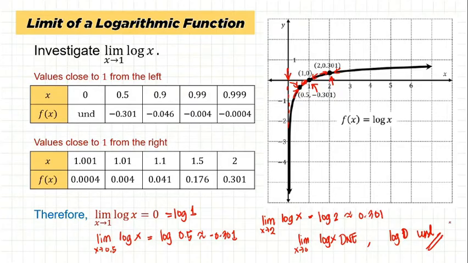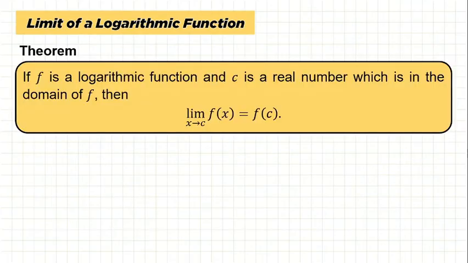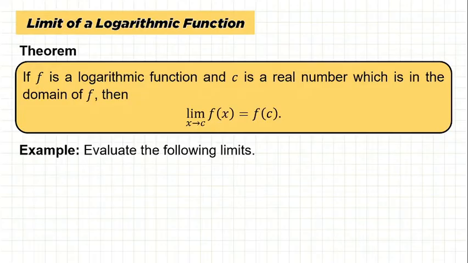And observe that log of 0 is undefined, right? So from that, we can just do direct substitution in this case if we are given the function f of x equal to log of x. And actually, we have this theorem. If f is a logarithmic function and c is a real number which is in the domain of f, then the limit of f of x as x approaches c is equal to f of c. So therefore, if you are given a logarithmic function, we can evaluate the limit of the function by just doing direct substitution. For example, evaluate the following limits.